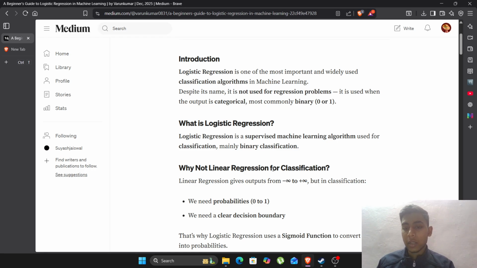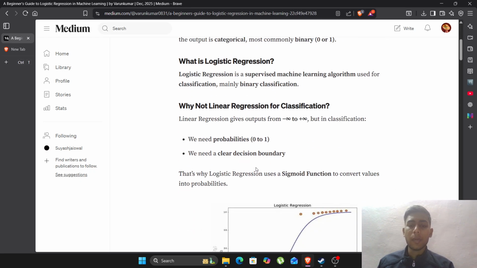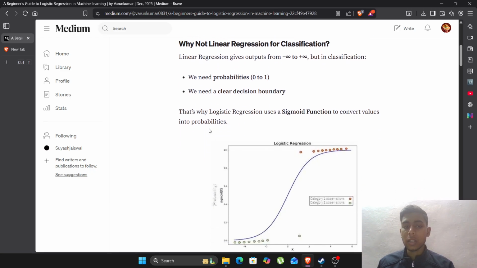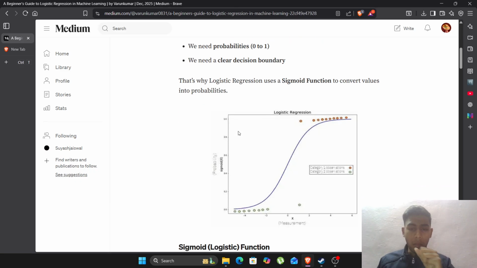Why not linear regression for classification? Linear regression gives output from minus infinity to plus infinity, but in classification we need probabilities from 0 to 1. We need clear decision boundaries. That's why logistic regression uses the sigmoid function to convert values into probabilities.